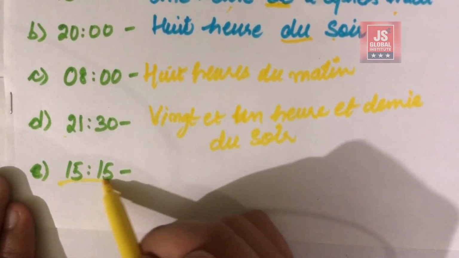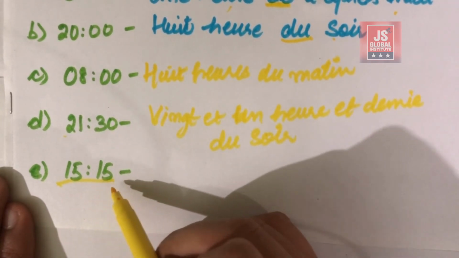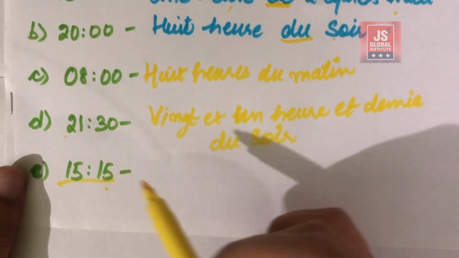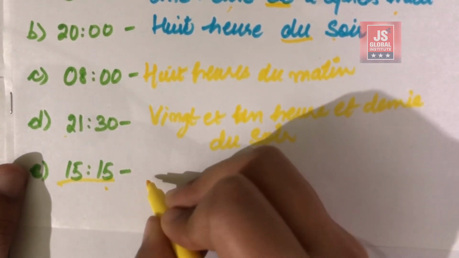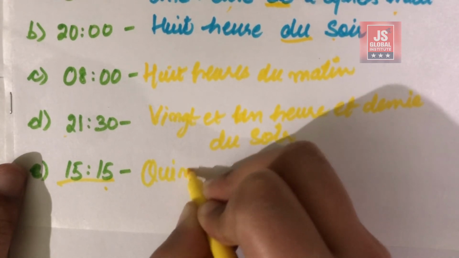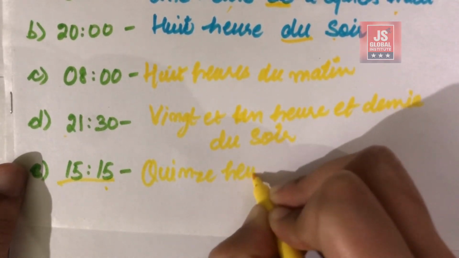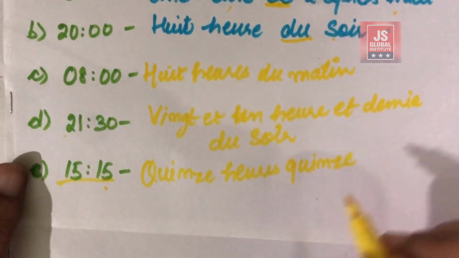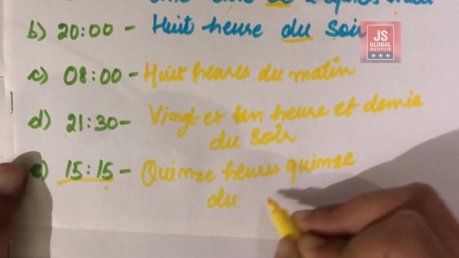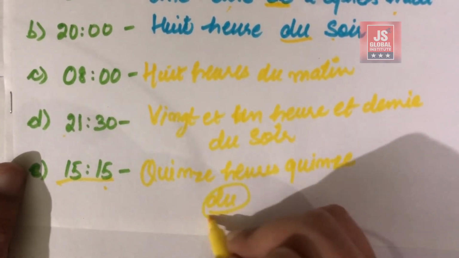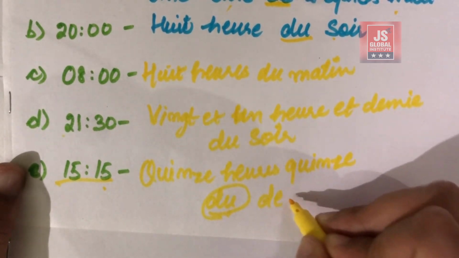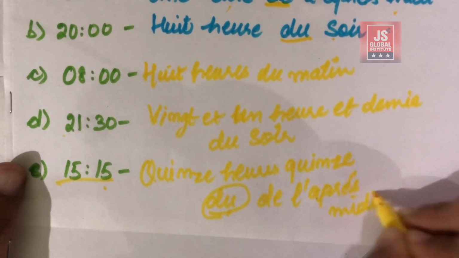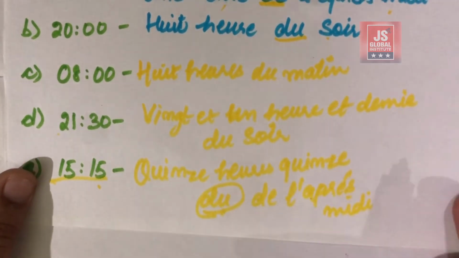Alright, and the last one, this is 15 hours 15 minutes. This means this lies in the slot of afternoon, that is l'après-midi. So it becomes 15 heures 15. Actually minute would not be written here, and du would not be right here because this is afternoon, so it becomes de l'après-midi. Okay, so this is the answer.